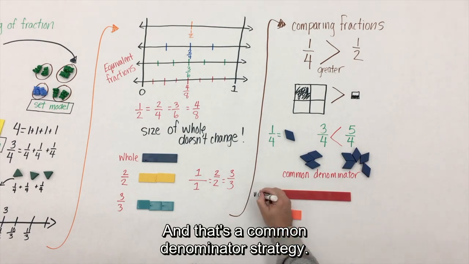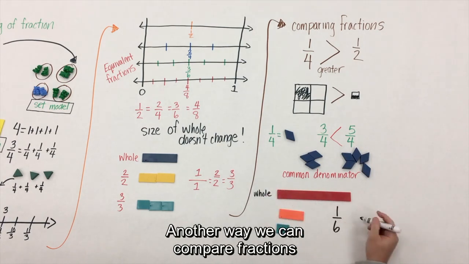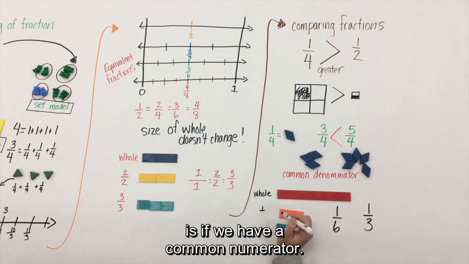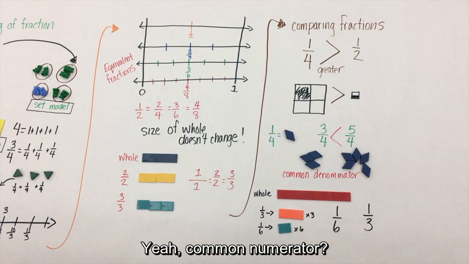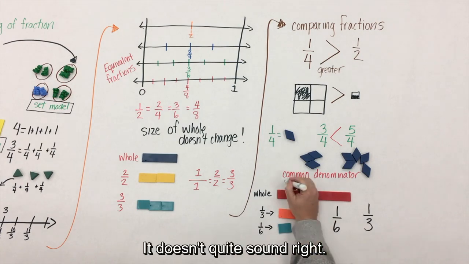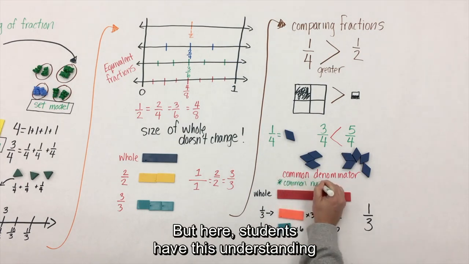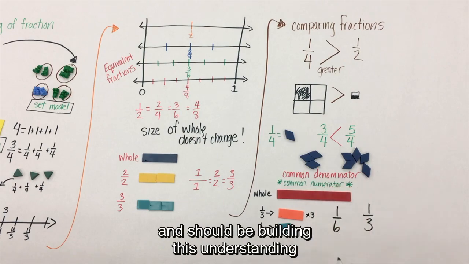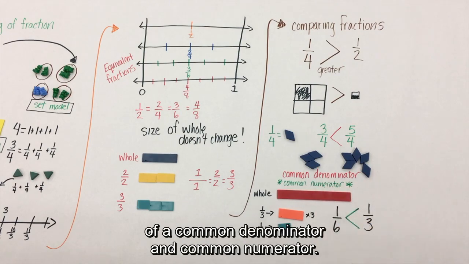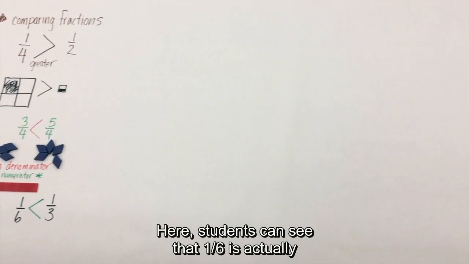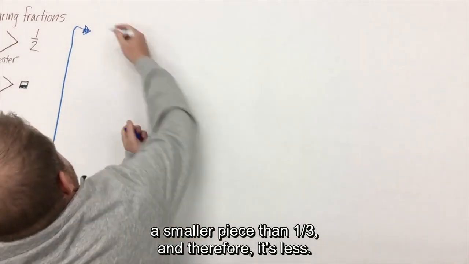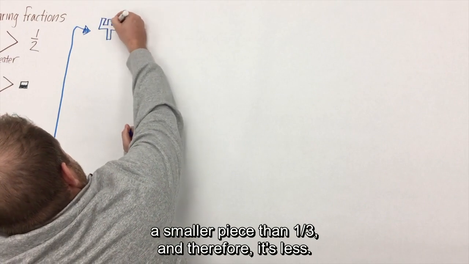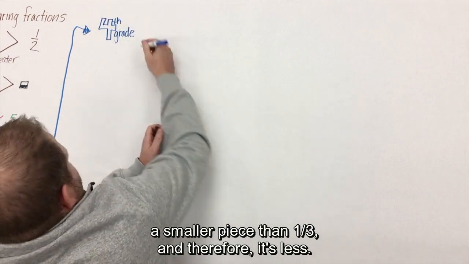And that's a common denominator strategy. Another way we can compare fractions is if we have a common numerator. Here we have 1 as a common numerator. Yeah, common numerator. It doesn't quite sound right, but here students have this understanding and should be building this understanding of a common denominator and common numerator. Here students can see that 1/6 is actually a smaller piece than 1/3, and therefore it's less.